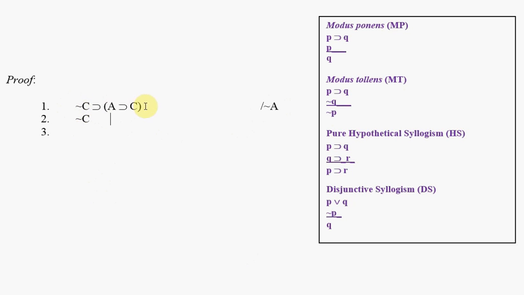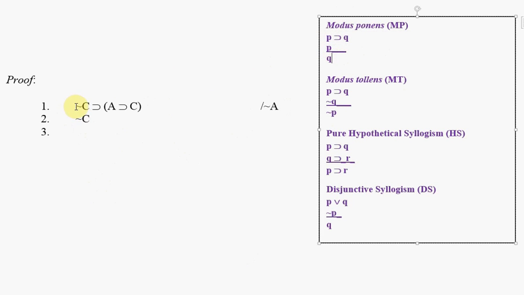Okay, notice that the first premise is a conditional statement. We have the not C as the antecedent, and then we have the if A then C as the consequent. That whole proposition there, if A then C, is a consequent, right? And then we have the not C by itself. Well, let's think here in terms of the rules on the right. Is there a rule where you have an antecedent, a consequent, and then the antecedent again? And the answer to that is yes. Modus ponens expresses that form, right?